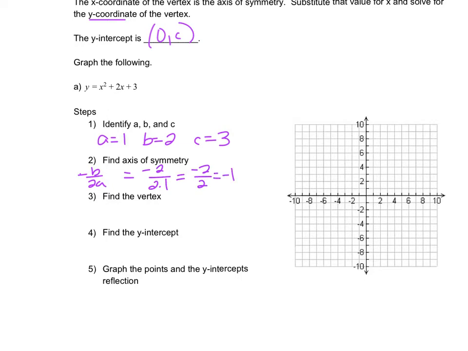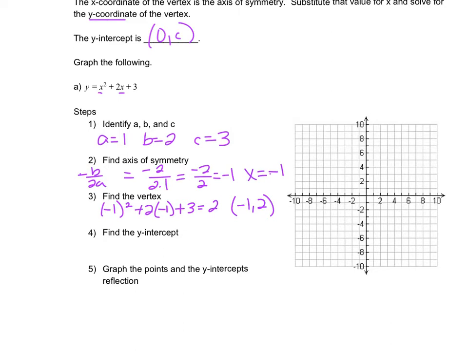All right, so now to find the vertex, remember you plug that negative 1 into our original equation for your x values. So right there and there. So this would be negative 1 squared plus 2 times negative 1 plus 3. Whenever you work all that out, negative 1 squared is 1, minus 2, so it'd be negative 1, plus 3 would give you positive 2. So your vertex is at negative 1, 2. Oh, and I forgot to write, my axis of symmetry is at x equals negative 1.